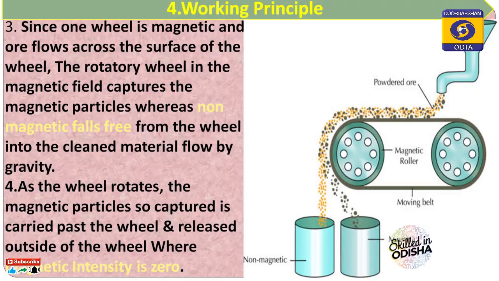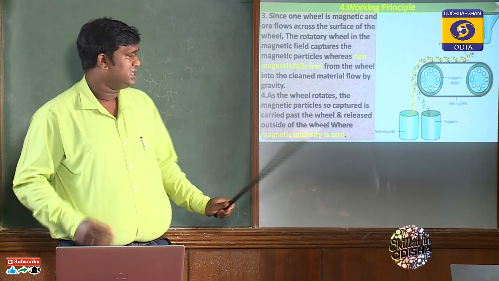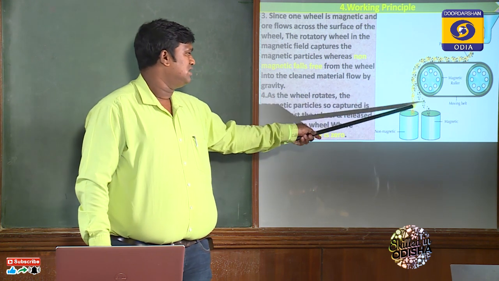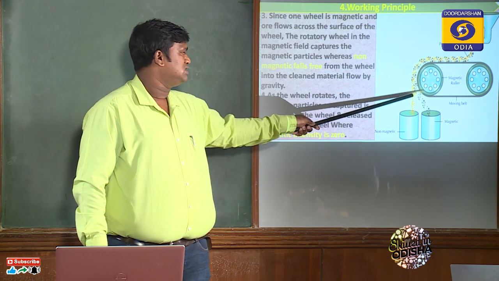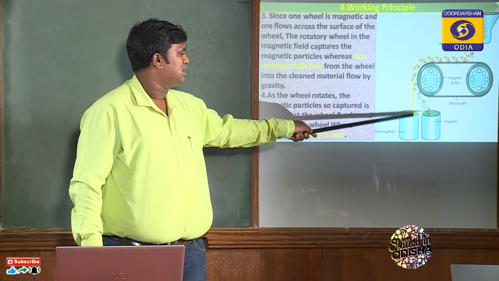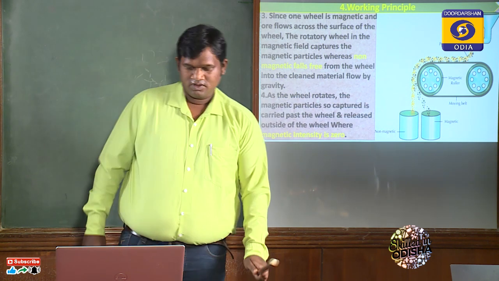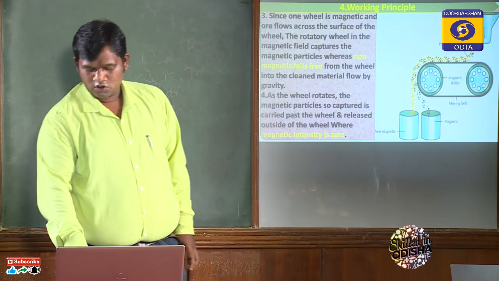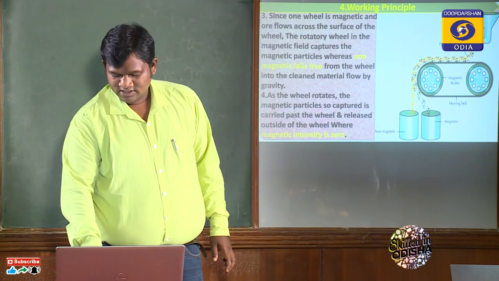Then as the wheel rotates, the magnetic particles so captured are carried past the wheel and released outside the wheel. Earlier I said that the magnetic field here is 0, so they just leave the wheel and enter the magnetic box. So this is the working principle of the low intensity dry magnetic separator.